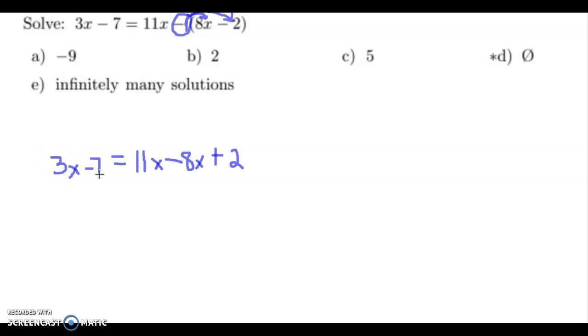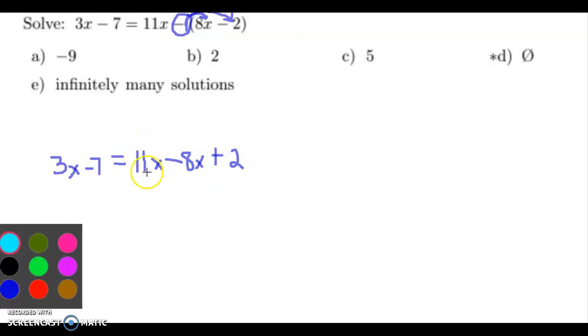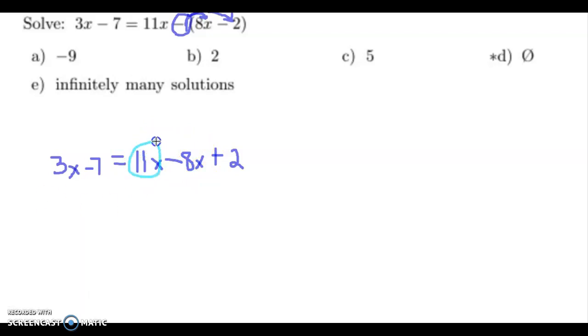Okay, now that we've done that, I have to look to simplify either side of this equation. So if I look on my right side, I notice that I have some x's here. I've got 11x's here, and I've got a negative 8x here. Well, because they're on the same side of the equal sign, I can go ahead and combine them together. So 11x's minus 8x's is 3x's.